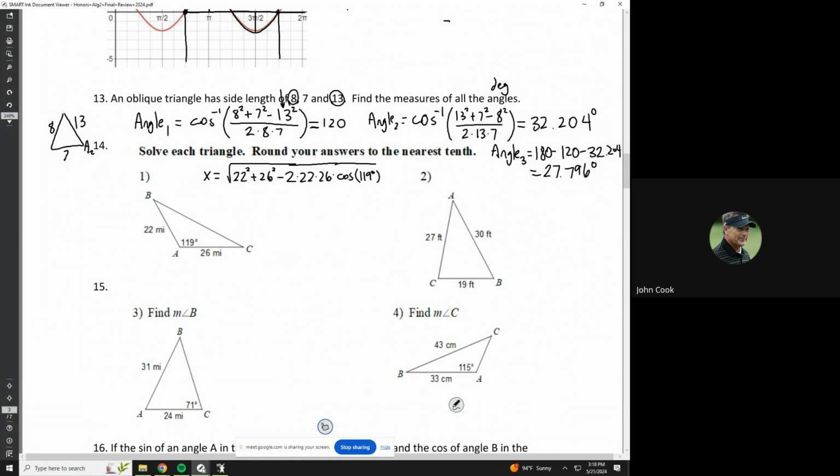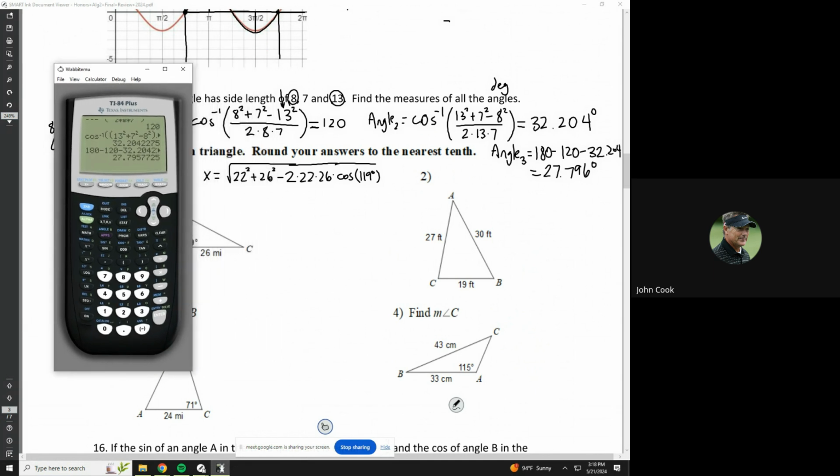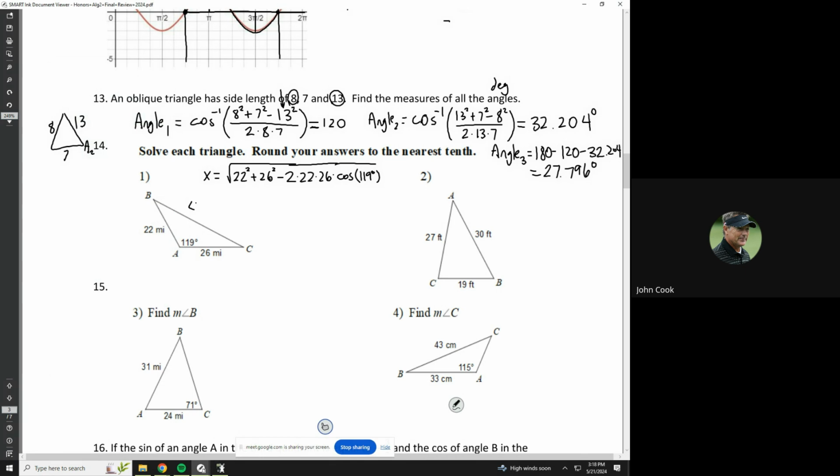So let's see what we do when we get it on our calculator. Okay, here we go. So square root of 22 squared plus 26 squared minus 2 times 22 times 26 times the cosine of 119. Enter. There we go. So we got our missing side length, and that's going to be 41.408, let's say. So 41.408 miles. Okay, so there's the first part.